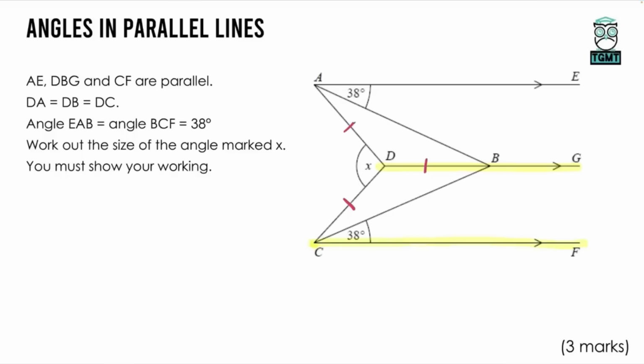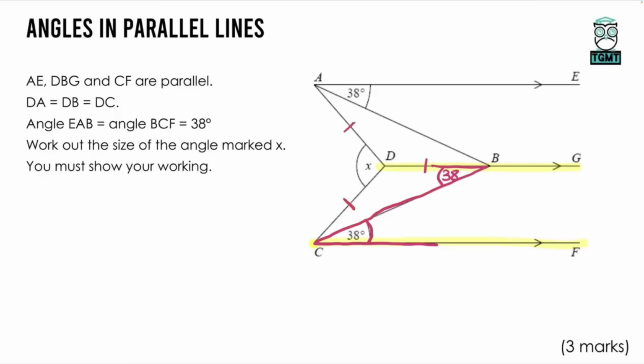We want to see if there's a connecting line that goes between the two, or we can find any alternate, corresponding or co-interior angles. Now the first thing that stands out to me is that we can make this nice Z shape which hooks in this 38 and gives us an alternate angle just up there. So this also has to be 38.